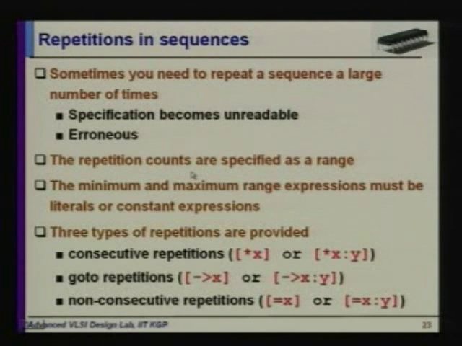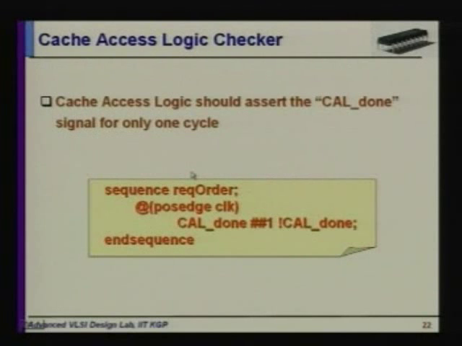Now the important question is how we will specify this. This sequence: request, then at the passage of the clock, #1, not cal done.